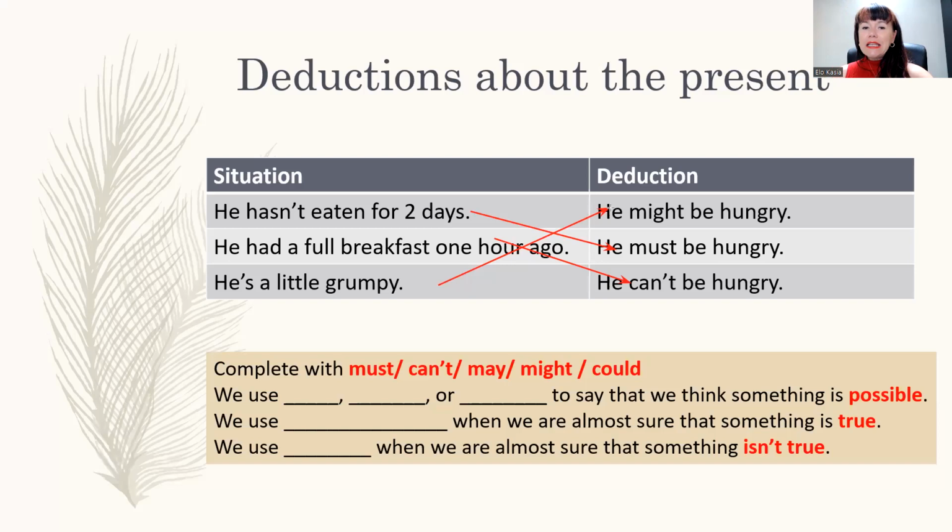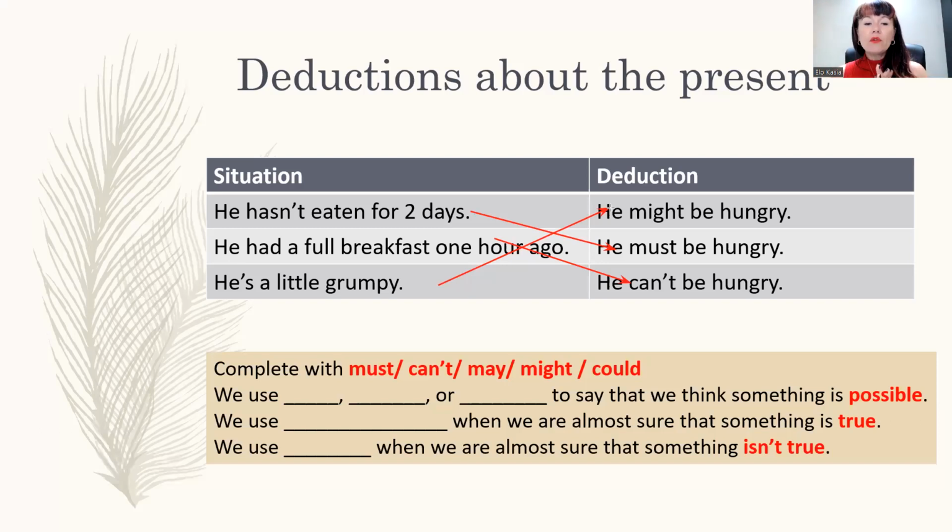So he hasn't eaten for 2 days. He must be hungry. He had a full breakfast 1 hour ago. He can't be hungry. It's impossible. Yeah. He's a little grumpy. He might be hungry. Yeah. That's why he is grumpy. So these are the deductions that we make based on the information that we have.